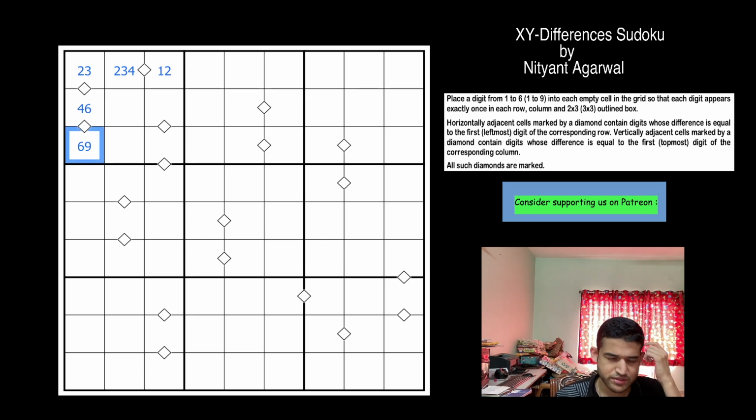I forgot to add this. The simple thing about this Sudoku is 9 cannot be in the first cell in any row or column where there are diamonds, because no pair of digits can have a difference of 9 in a Sudoku, right? So you cannot have a 9 here, because then there is no way to fit this. So easily this turns out to be a 6, which means this is 4 and this is 2. Excellent, right? What a beautiful start to this wonderful Sudoku.